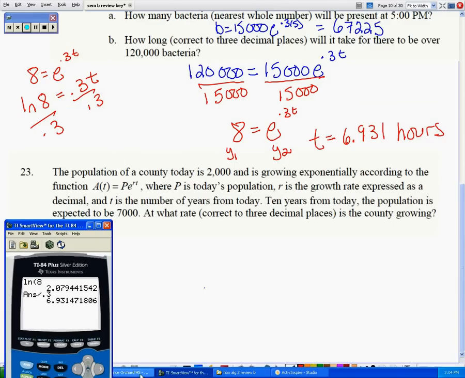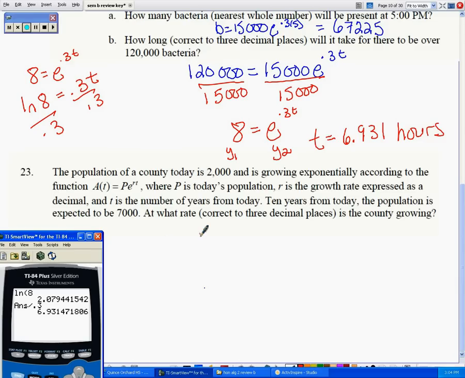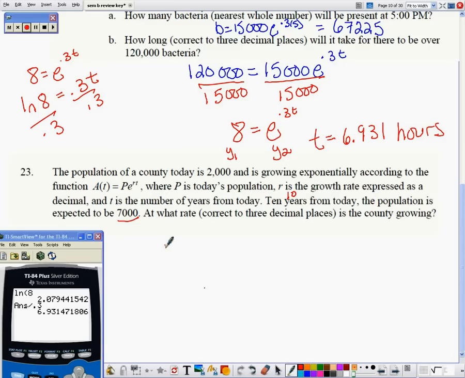And for 23, years from today, the population is expected to be 7,000. We have to solve for the r. So 7,000 equals 2,000 e to the r times 10, so 10r. We're going to divide by 2,000.